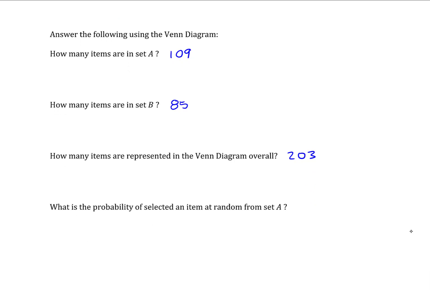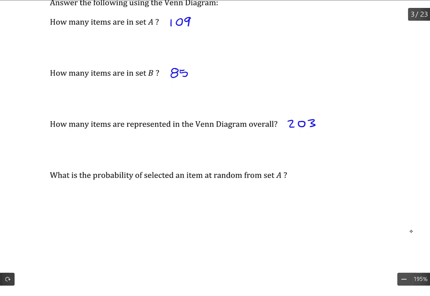What is the probability of selecting an item at random from set A? So if we have, well, the probability of any event is defined as the number of items that qualify for the event, and in this case that would be in set A, divided by the total number of items in the Venn diagram.